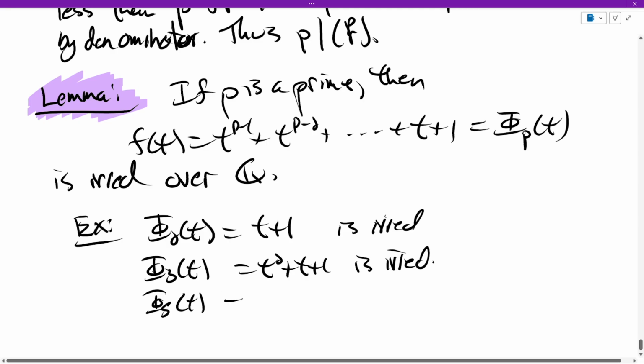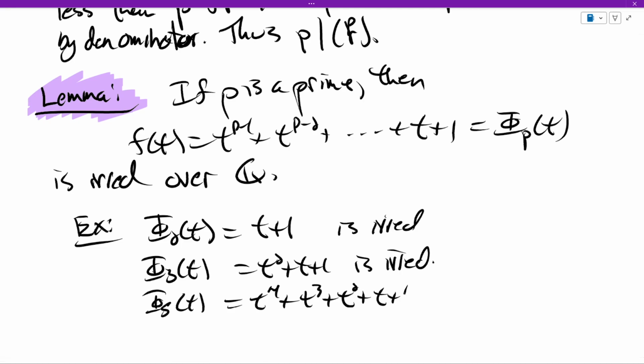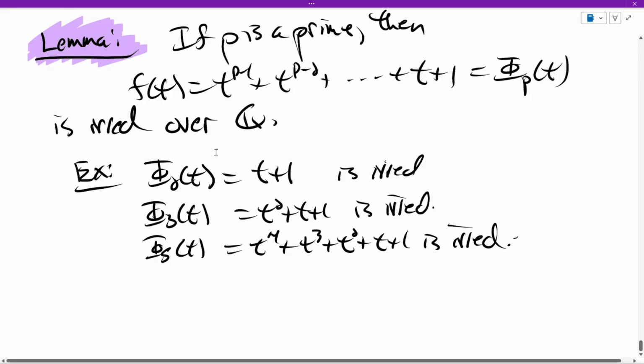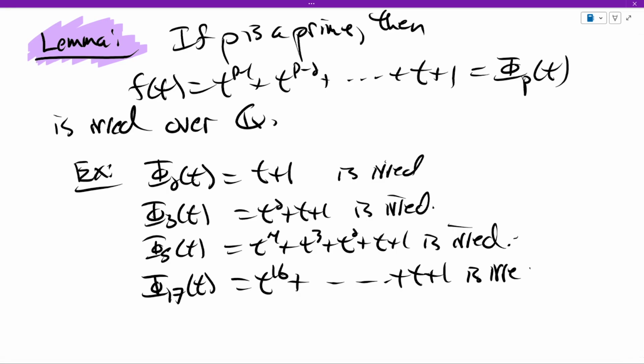Phi 5 of t is where it starts to get a little bit more complicated. This is irreducible. And if we were to do this by hand, we would have to show no roots, and then we'd have to rule out quadratic factors, because this could factor as a product of quadratics. But we can just apply this lemma and see it's irreducible. And this phi 17 that we started with, this t to the 16 and so on, is also irreducible just by this lemma. We don't have to do all those 7 different cases. We can just apply the lemma.